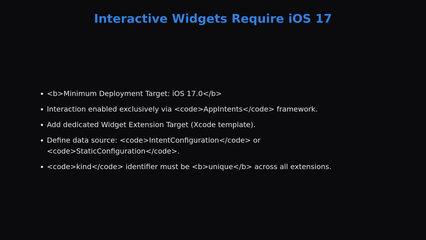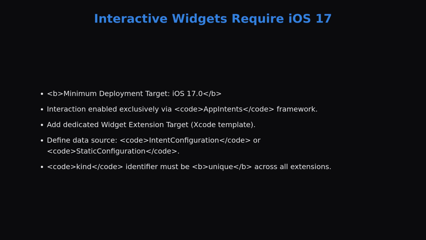Stop relying on static deep links. True interactivity in WidgetKit demands iOS 17 or later. Older versions only support deep linking through the widget URL modifier, which is passive. Actionable elements are now exclusively enabled by the AppIntents framework. To begin, you must add a dedicated widget extension target to your main application bundle using the Xcode template.